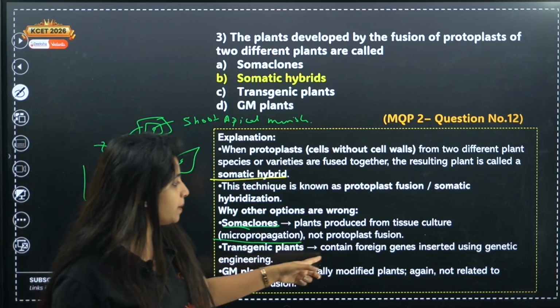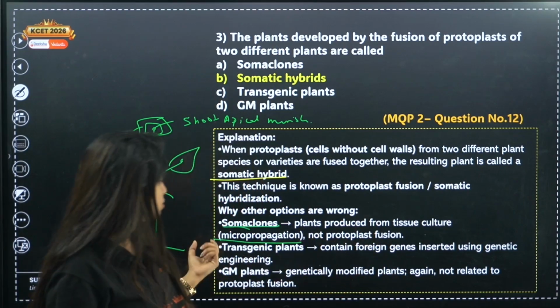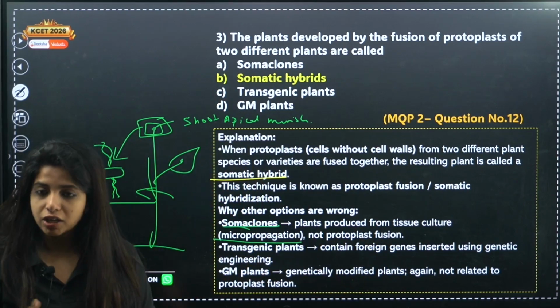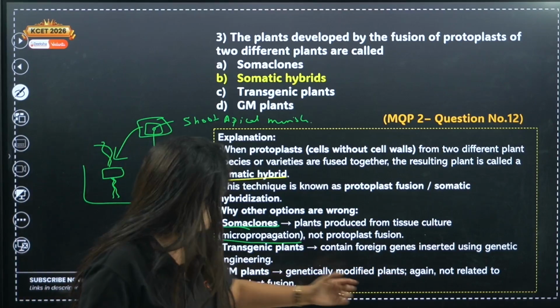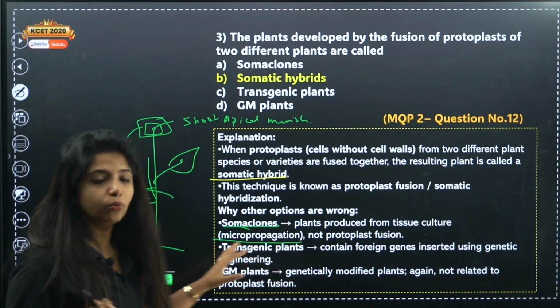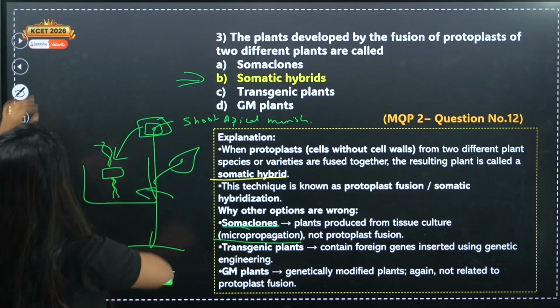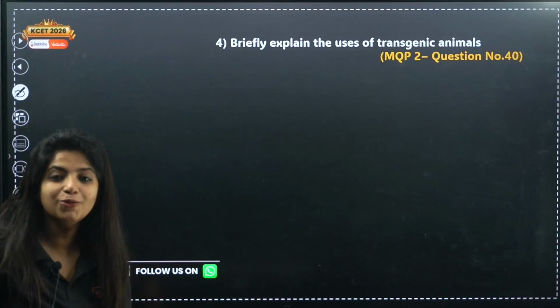Now, transgenic plants contain foreign genes inserted using genetic engineering. That is known as transgenic plants. Similarly, GM plants are the same, genetically modified plants. Again, not related to protoplast fusion. So the only option that matches is B. I hope you got it.